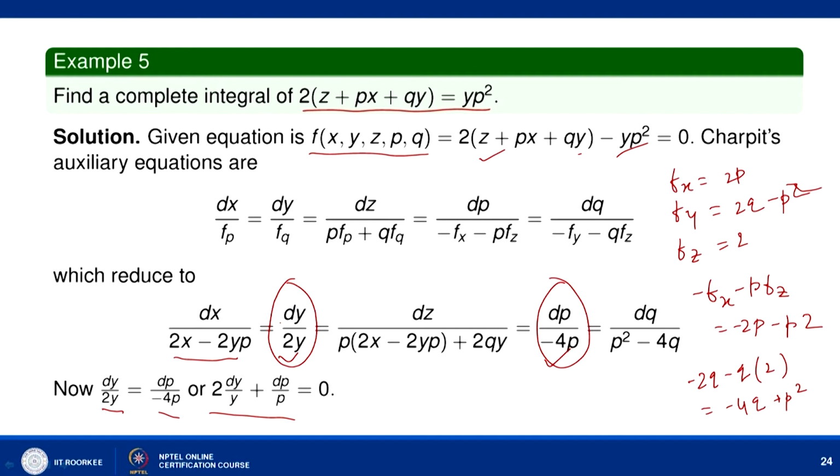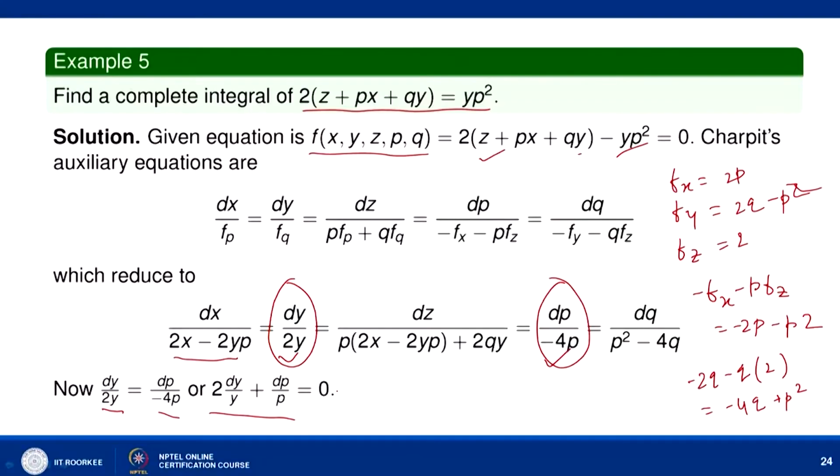The only thing is that you should have a relation between, say, p as xyz or q in terms of xyz, or p in terms of q. So it may happen that a given partial differential equation may have more than 2 complete integrals, right? So here I am choosing one.